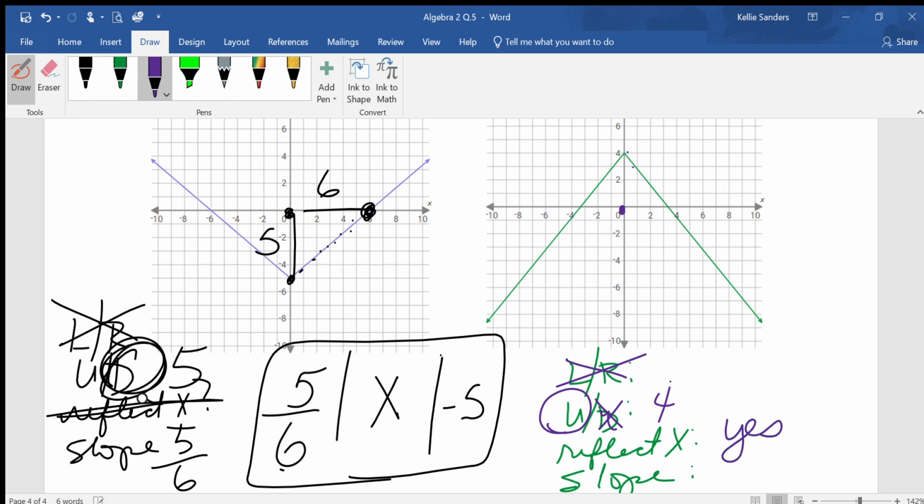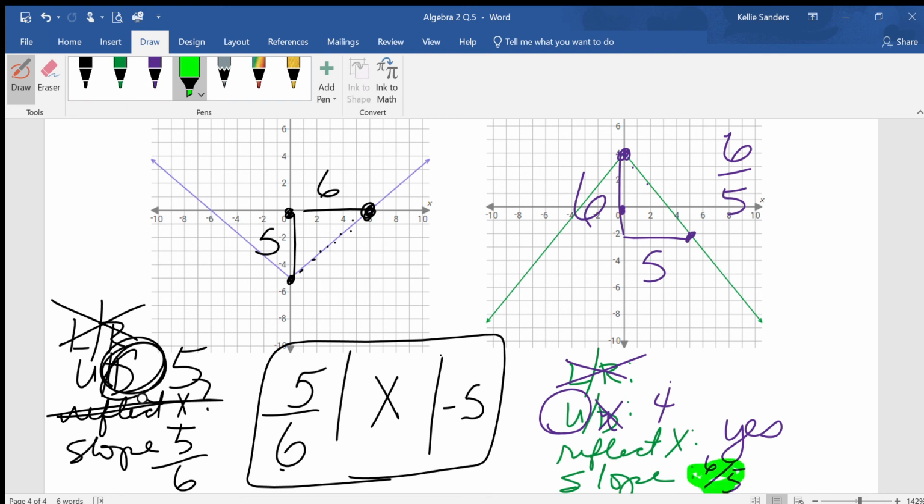Slope, 1-to-1. Oh, it went off again because it's not hitting every single one. So if it's here, next one is here. So how do we get there? 4, that would be 6, and that would be 5. So 6 over 5 is the slope.